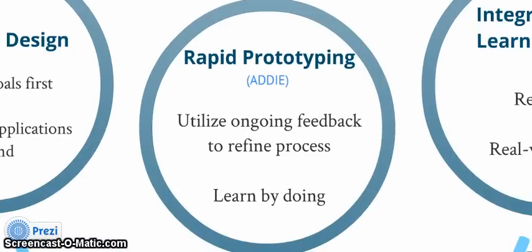Then we're thinking about also this rapid prototyping, this iterative process from the ADDIE model, making sure that we're using ongoing feedback to refine the process, and learning by doing, making sure that we're teaching the course, and then as we teach the course, we're thinking about how it went, what we can improve, what we can do differently the next time.